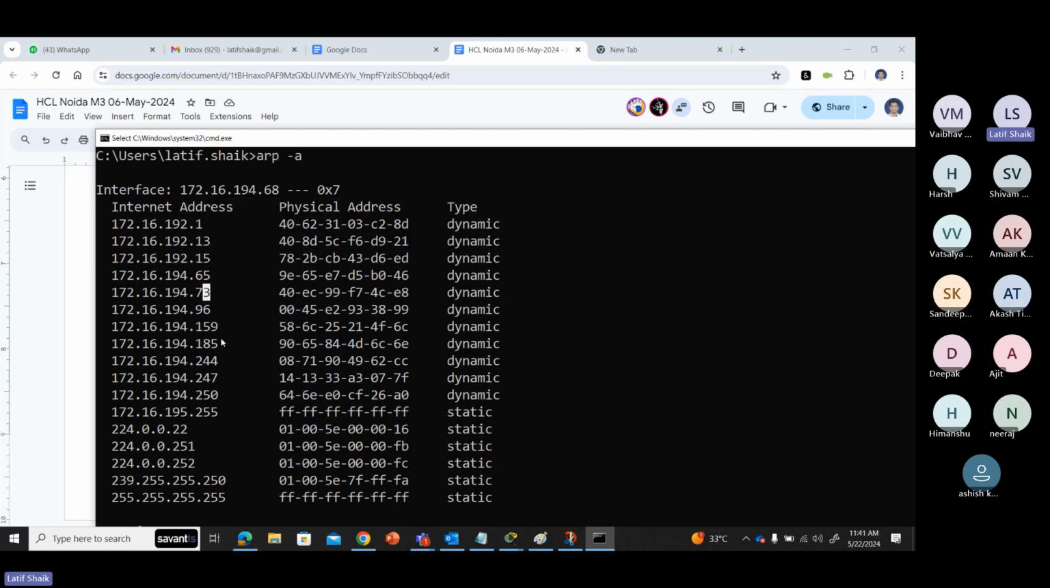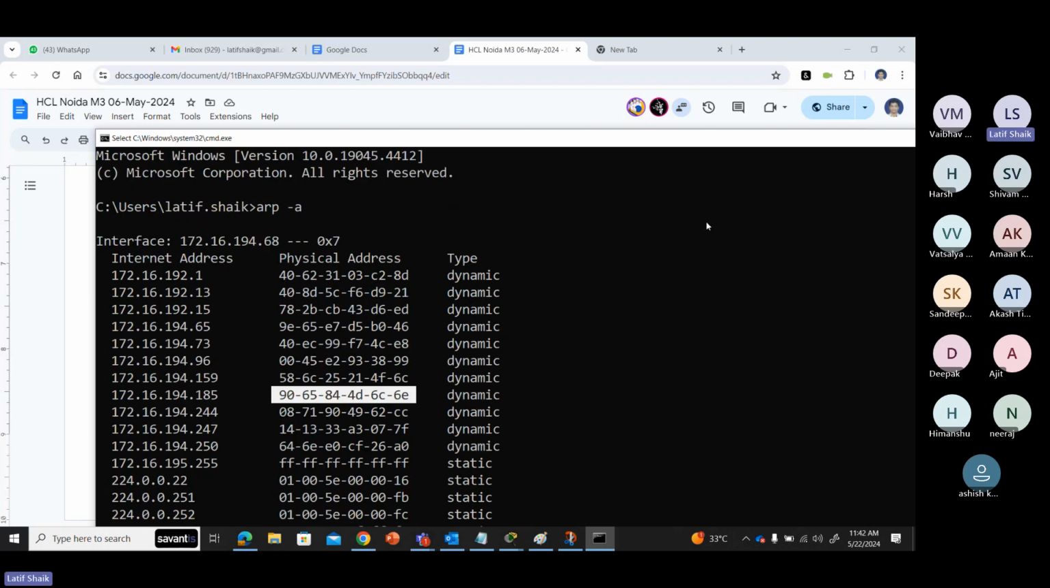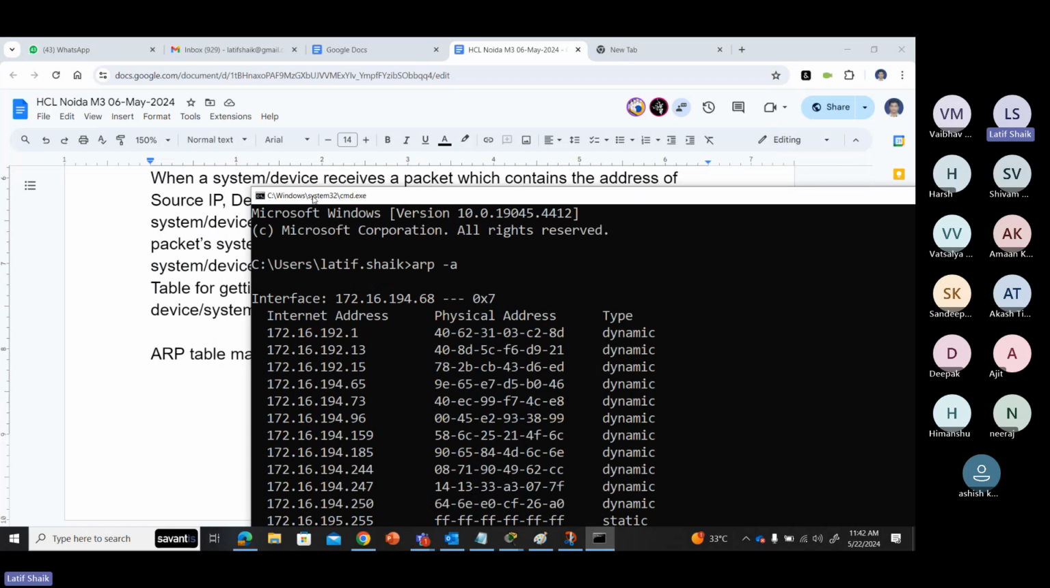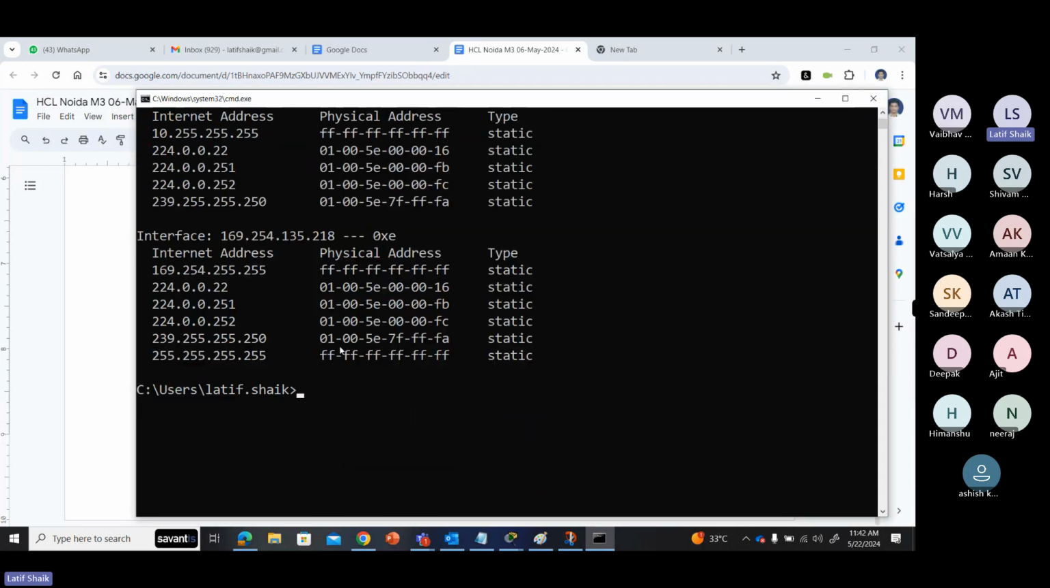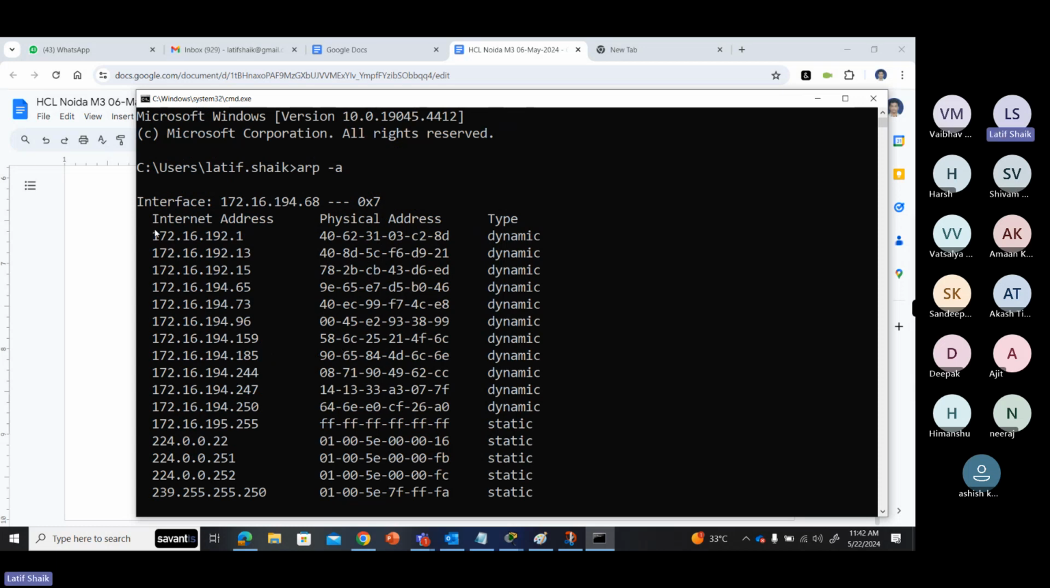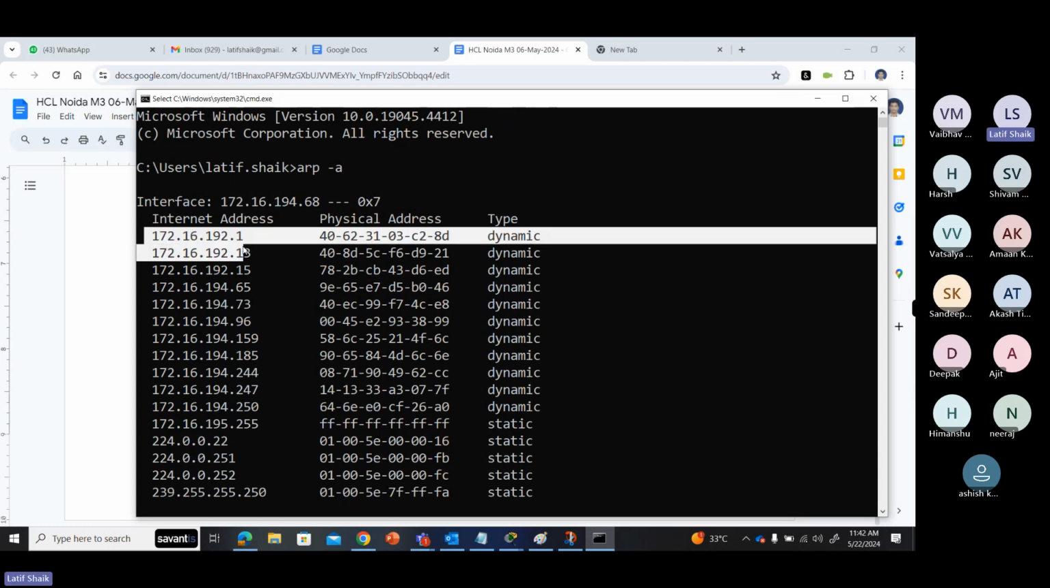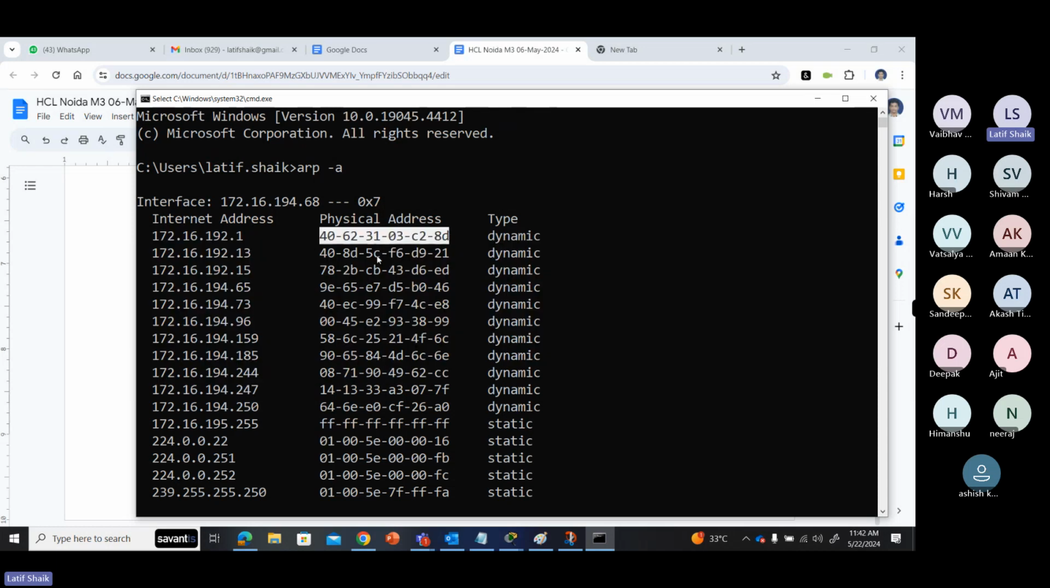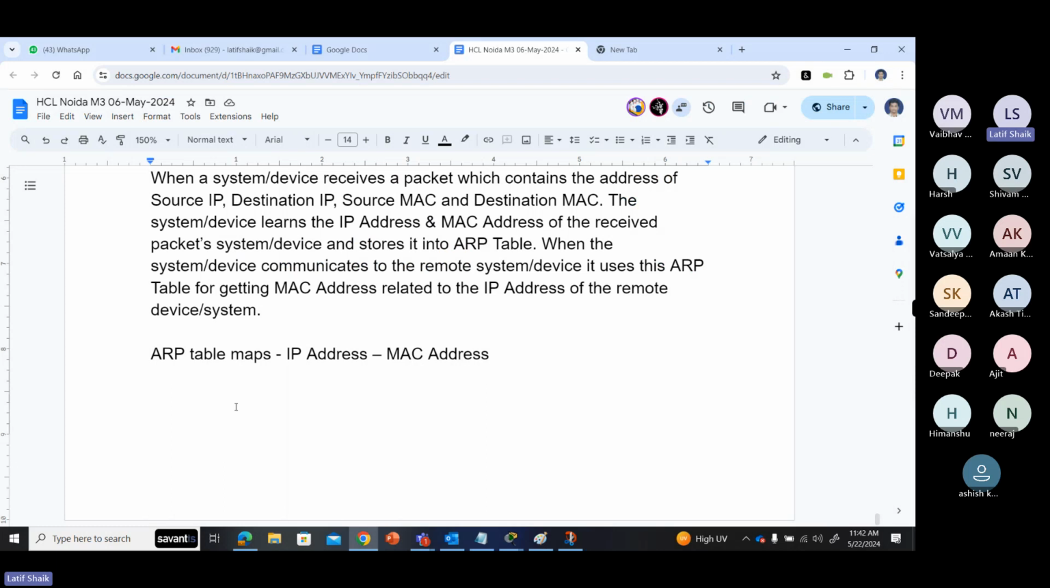But if I try to communicate with a system which is not in this list, what will happen? It uses MAC broadcast. When it gets a reply from the destination system, it stores it here. It works only in the local network. It's not related to any WAN. This is my local IP address, and these are the different devices in my network and their MAC addresses. How did I get them? When it communicates to that device, it learns the MAC address and puts it into the ARP table.